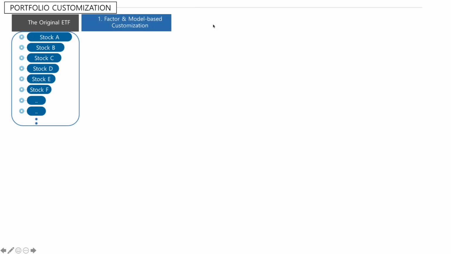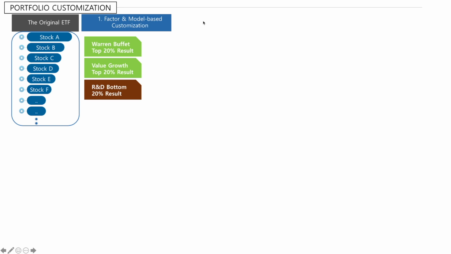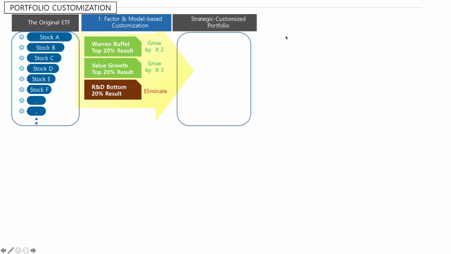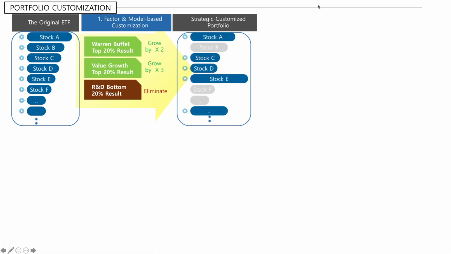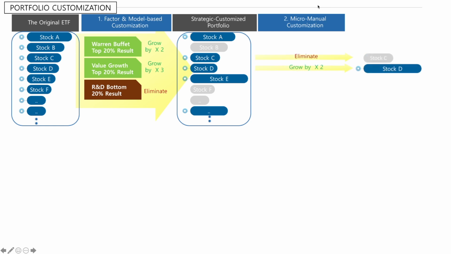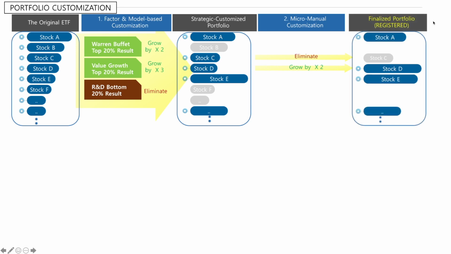Starting from portfolio customization as a review. First, we bring the original ETF and make the customization based on factors and modeling. Say Warren Buffett score top 20%, value growth score top 20%, or R&D score bottom 20% result, and make them grow or eliminate the portion. Then we have our strategic customized portfolio here. And then as we saw, we also provide the function of micro manual customization too, like eliminate stock C and grow the portion of stock D like this. Then we get the finalized portfolio registered into a single account.